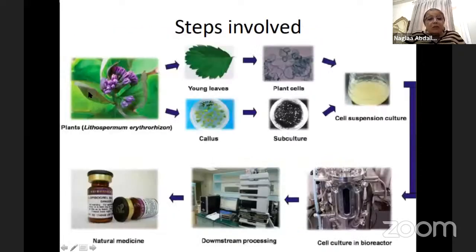So in the different steps, we take the explant from the plant and use it for producing either directly or indirectly through callus. And then we have cell suspension. We can use large fermenters to have mass production. Then we use different techniques for isolation, like HPLC or others, and we'll have the drug ready for marketing.